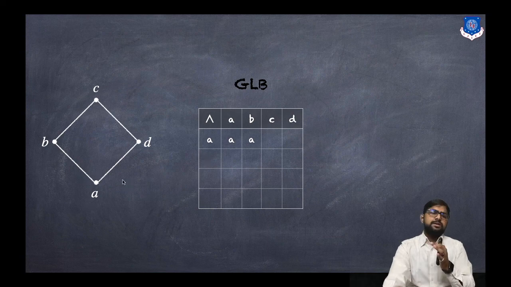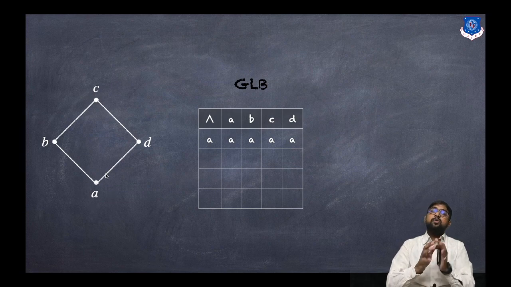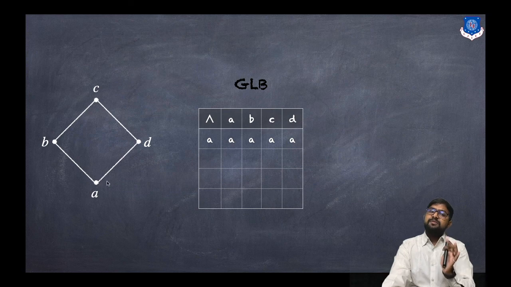Now A and C, and A and D. The answer is A. Why? Because you can see that this A is the greatest lower bound of the whole graph. So whenever A is there, the answer will be A. Fine.